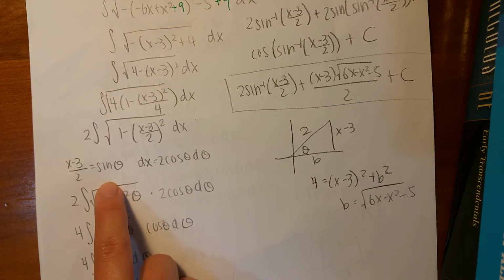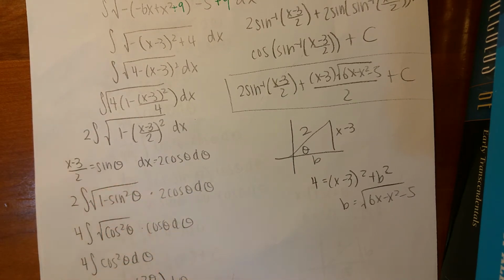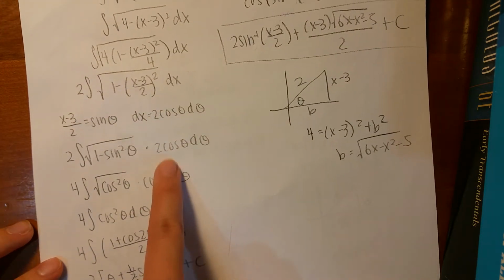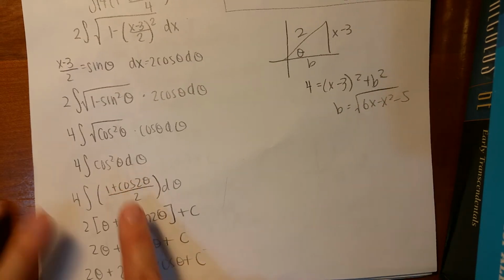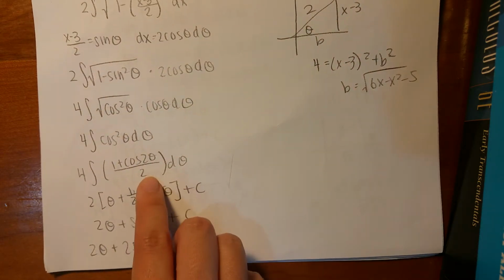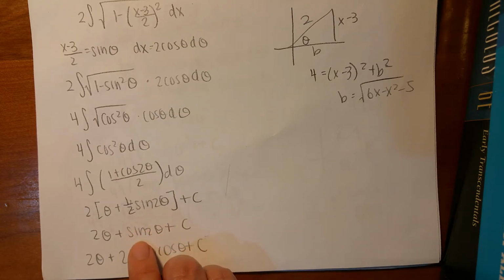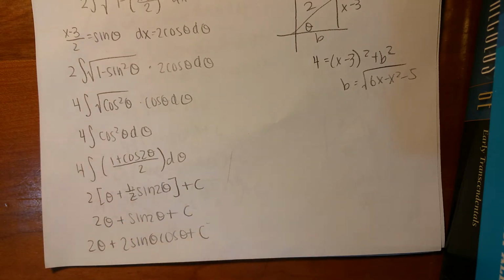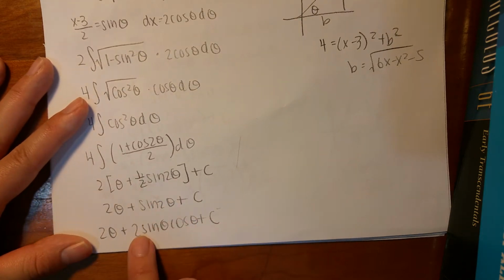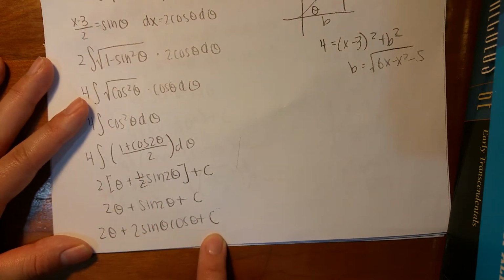So we make our substitutions for x minus 3 over 2 and dx, and then we get this. We simplify a bit further, and we end up with the integral of 4 times cosine squared theta d theta. Now we have to use a power reducing formula. We use a power reducing formula here and simplify a bit further. We end up with 2 theta plus sine 2 theta plus c. And for sine 2 theta, we must use a double angle formula, so we rewrite it like so: 2 theta plus 2 sine theta times cosine theta plus c.